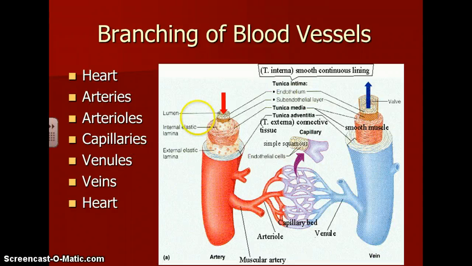On the way back to the heart, blood then is going to go through venules, and then veins, and then back to the heart. And this is just a diagram of how that all works: artery, arteriole, capillary bed, venule, and vein.